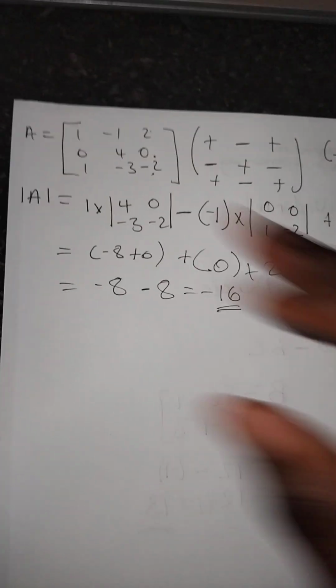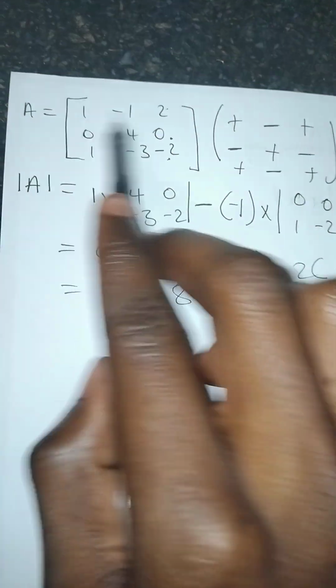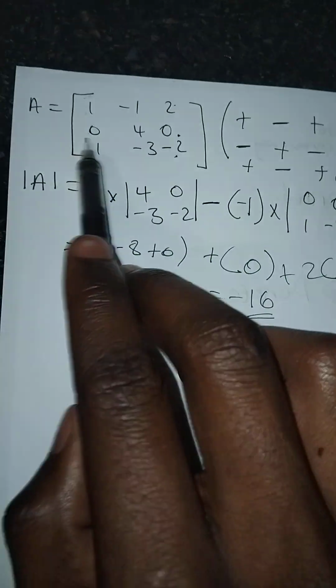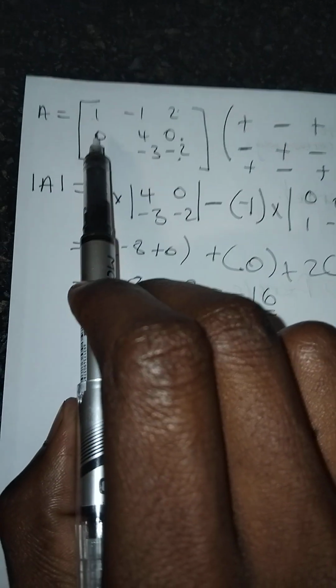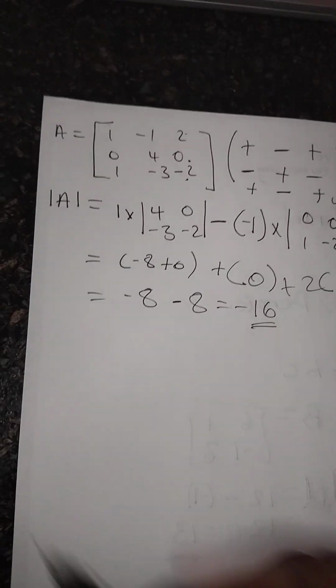So we know the determinant of matrix A is minus 16. We got that using the first row. What if we use the second row? I said earlier on that if we use the second row, we're still supposed to get the same answer.